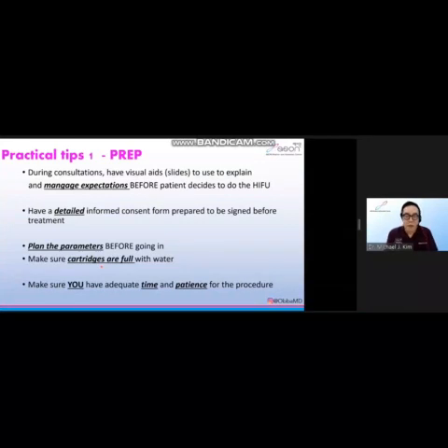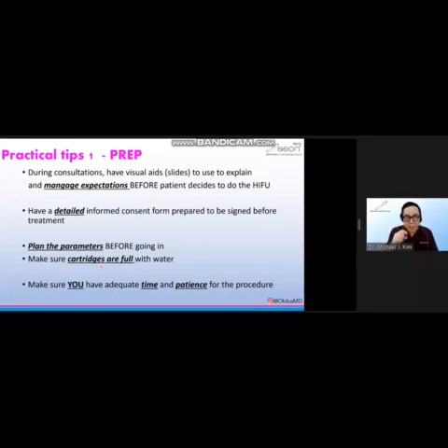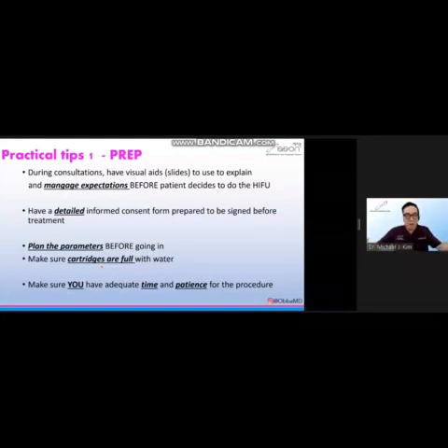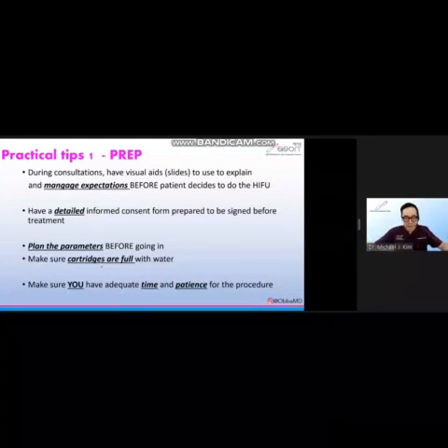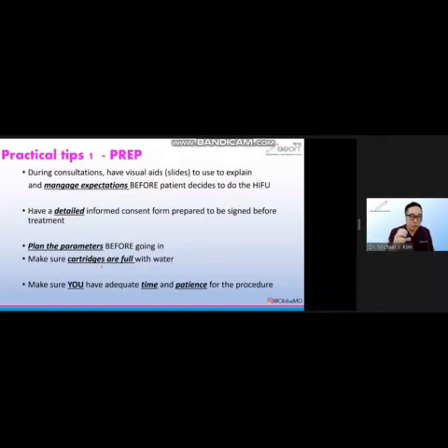A lot of things are happening, a lot of things you have to take care of, and there's a lot of different cartridges. I always have all my cartridges out before I start the treatment. And you have to really have a plan before you go in, which cartridge you're going to use, at what parameters you're going to start out with, and make sure the cartridges are full with water.